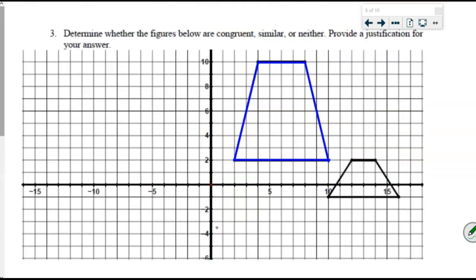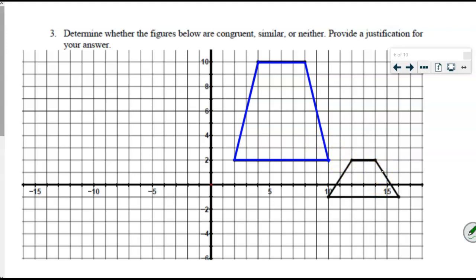Okay, next problem, number 3. This one is not saying that they are similar. It's saying determine if they are congruent or similar or neither and provide a justification. So if they are congruent, we should be able to tell pretty easily. Are these congruent? No. Are they similar? Can I go from one to the other using translations, reflections, rotations, and dilations?